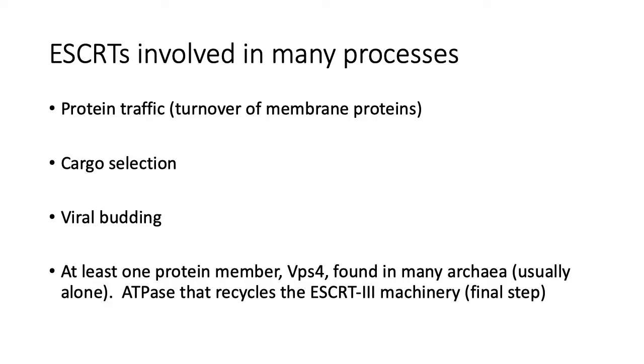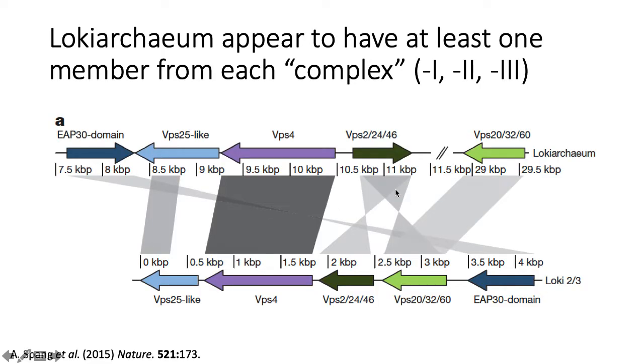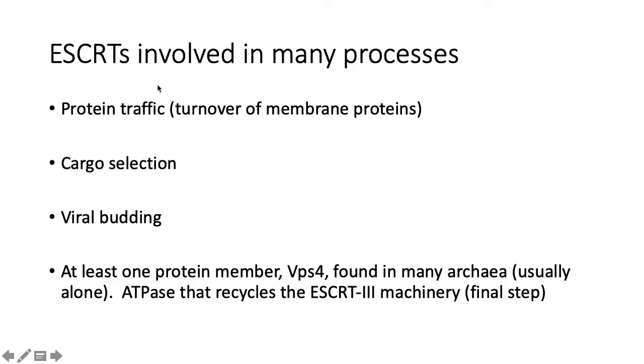So ESCRTs are involved in cargo selection. They're actually involved in viral budding, too. That is, eukaryotic viruses are known to hijack the ESCRT machineries to help them bud out of the cell. Protein traffic, that is the turnover of membrane proteins. At least one protein member, this conserved AAA ATPase, VPS4, is found in many other archaea, but it's usually found alone. Right? This is the ATPase that recycles the last step.